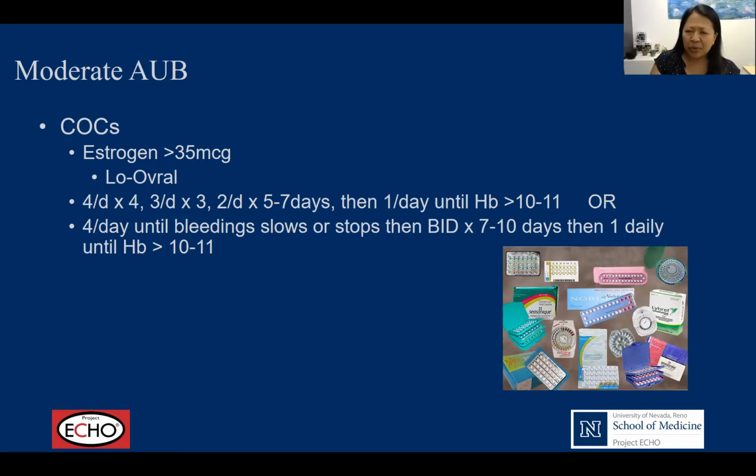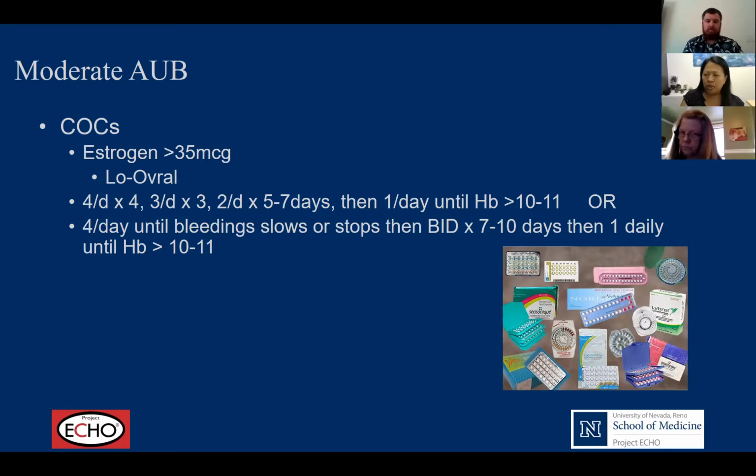But if they're open to it because they understand the danger of becoming anemic, these are the things that you can do to control the bleeding. If they're not actively bleeding, you can start them on the pill and just see how it goes. If they're actively bleeding, the thing that you want to do is stop them from bleeding, right? So these are the moderates. Their hemoglobin is about 8, 9, 10.